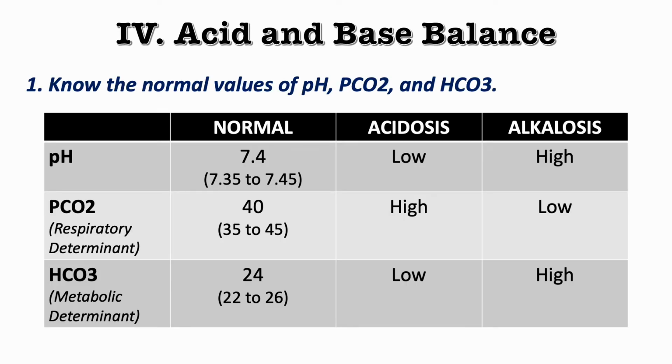Step 1. The first step is to know the normal values of pH, PCO2, and HCO3. You need to familiarize yourself with the normal and abnormal ABG values when you review the lab results. They are very easy to remember.